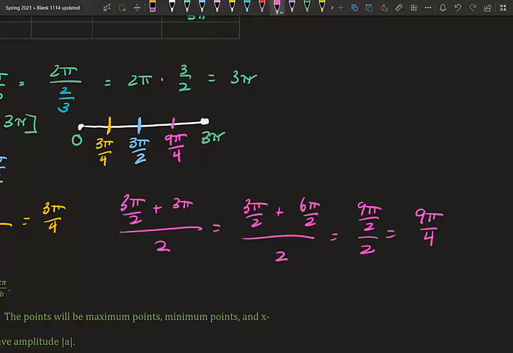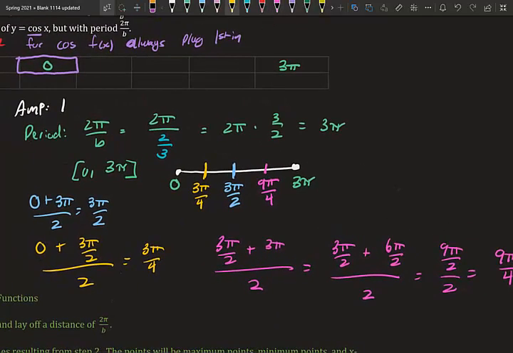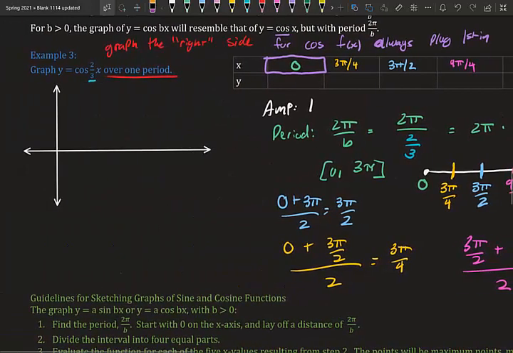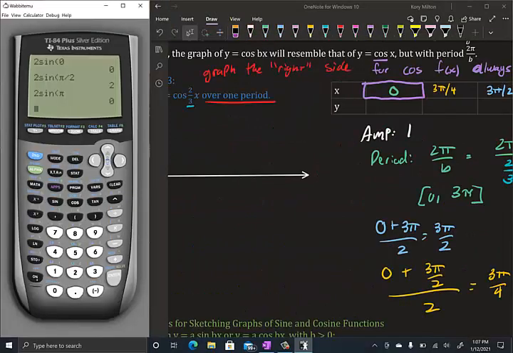So now we have all of our x values. We have 0, 3 pi over 4, then we have 3 pi over 2, then we have 9 pi over 4, then we have 3 pi. With cosine functions, we're always going to plug the first one in to see where it starts, and then we go with the pattern. Remember, our amplitude is 1, and this is a positive cosine function. Alright, so with our calculator, we have cosine 2/3 x, and our first x is 0, and we get 1.